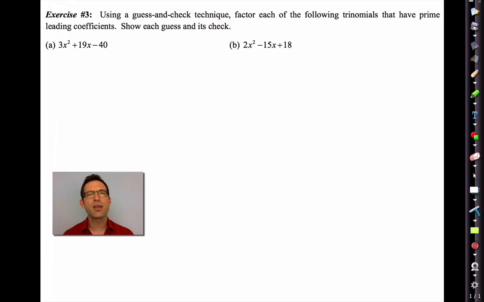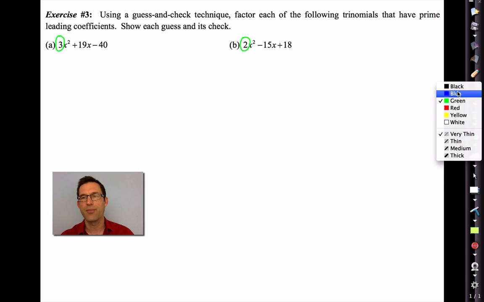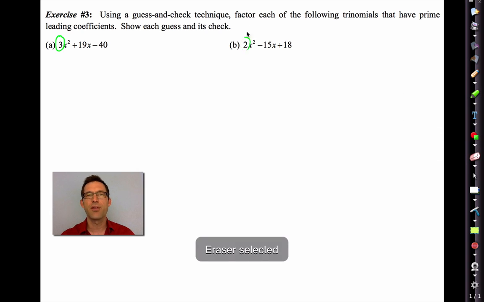Exercise 3. Using a guess and check technique, factor each of the following trinomials that have prime leading coefficients. Show each check, guess, and check. Now, I think of these as being sort of the second easiest or the second hardest, depending on how you want to look at it. And what I mean by that is ones where the leading coefficient on x squared are both prime numbers.